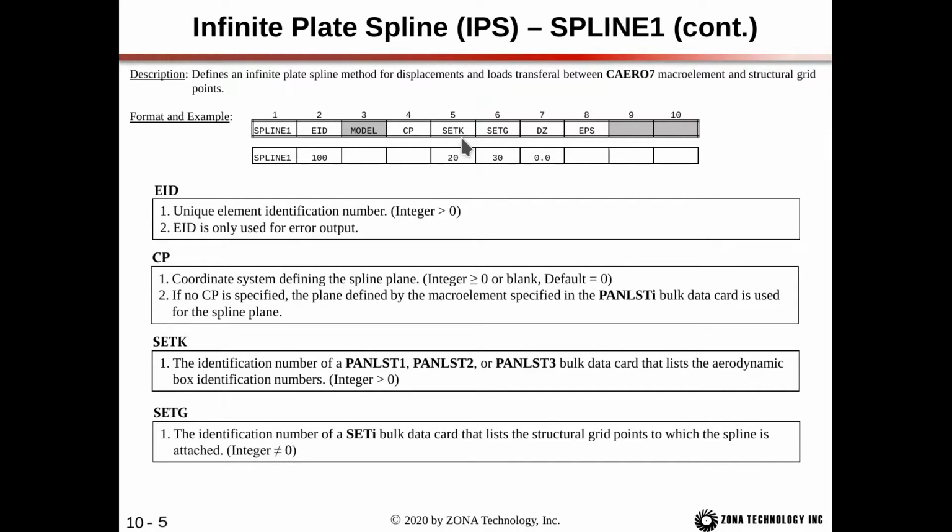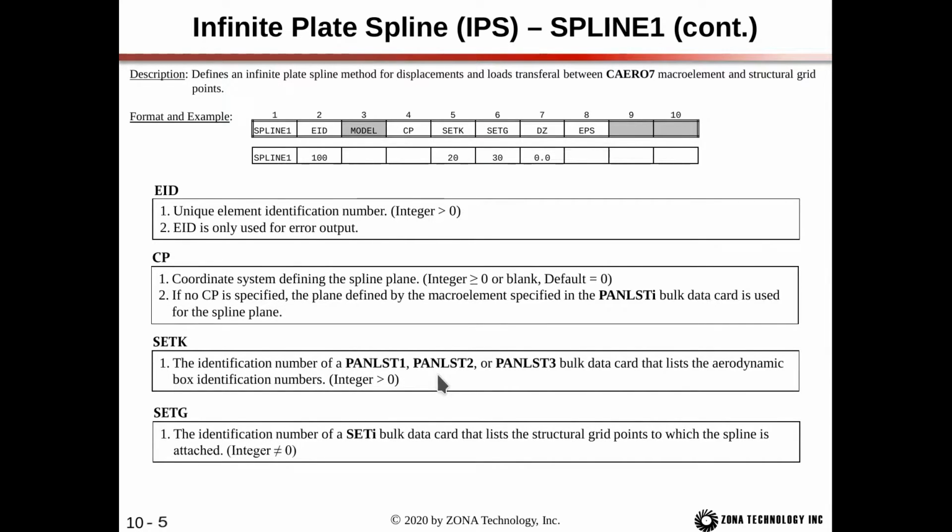Next, we have the set K field. So this refers to the PLTMODE, PLTMODE, and or PLTMODE bulk data cards that list the aerodynamic box identification numbers. Now for when splining a wing or a C07 elements, usually you want to have one spline card for each C07 because in general each C07 could define a different plane, which is the spline plane. So if you have a wing made up of multiple C07s, your dihedral angle may be slightly different between each of the C07s. So ideally, each C07 would have its own spline card so that the spline plane defined for the boxes on that C07 is the plane that the C07 lies on.